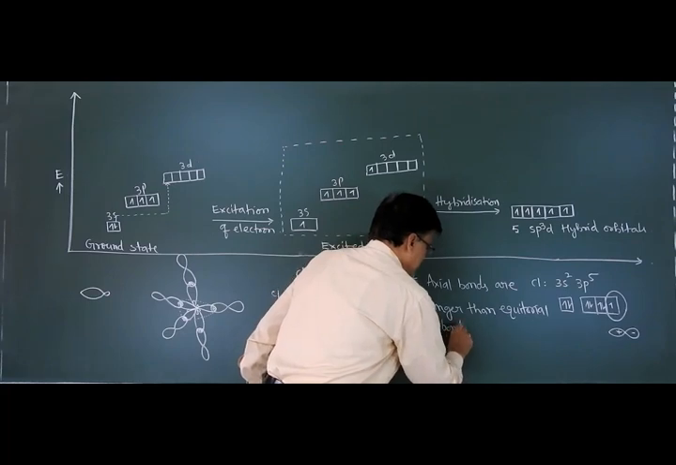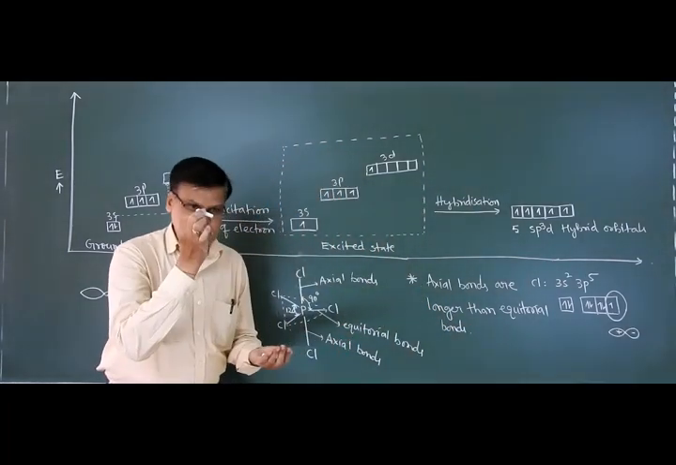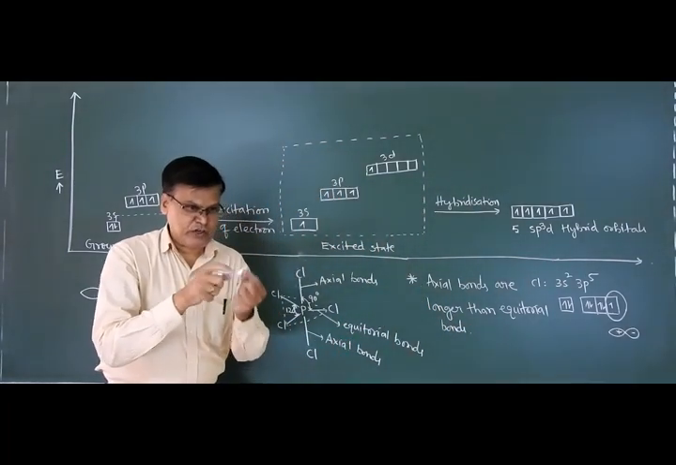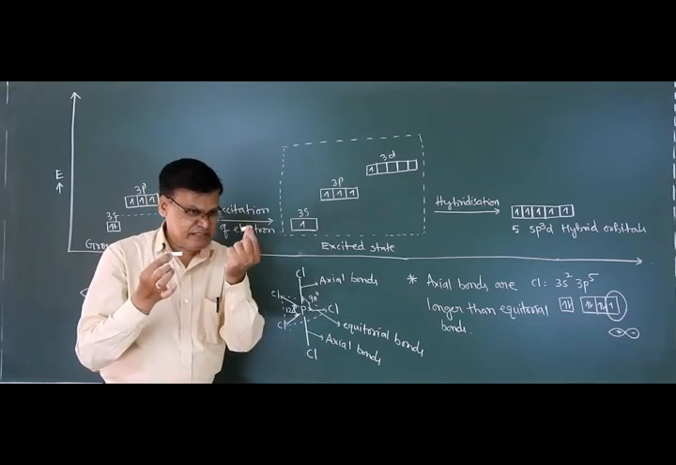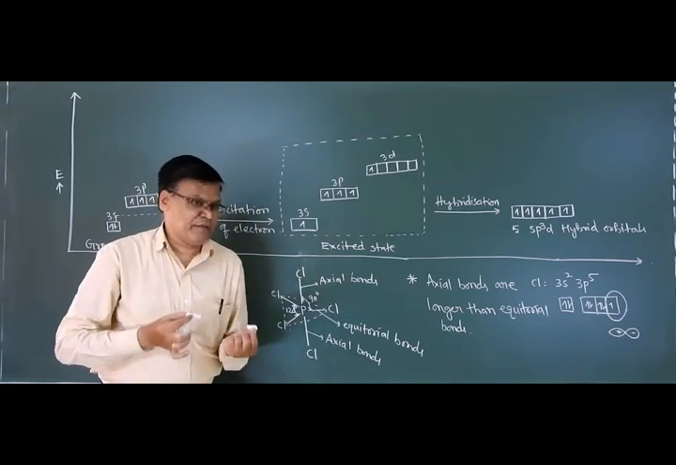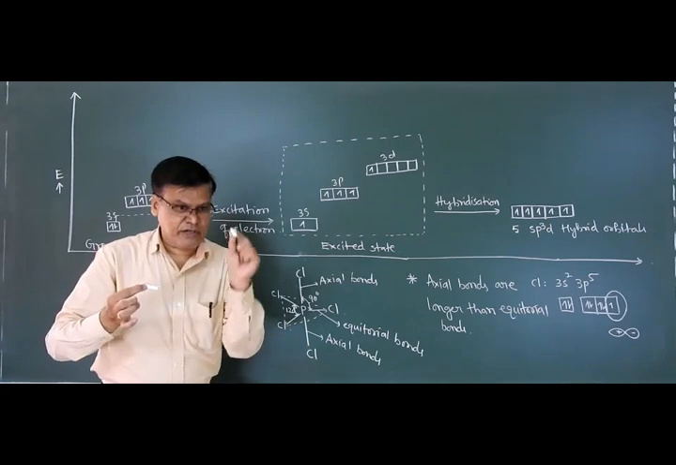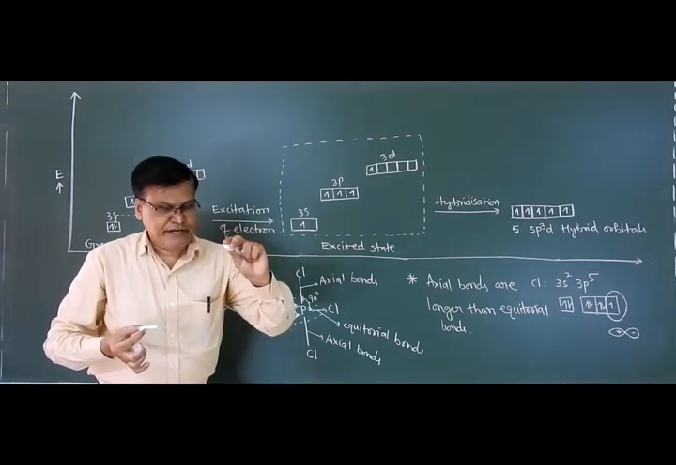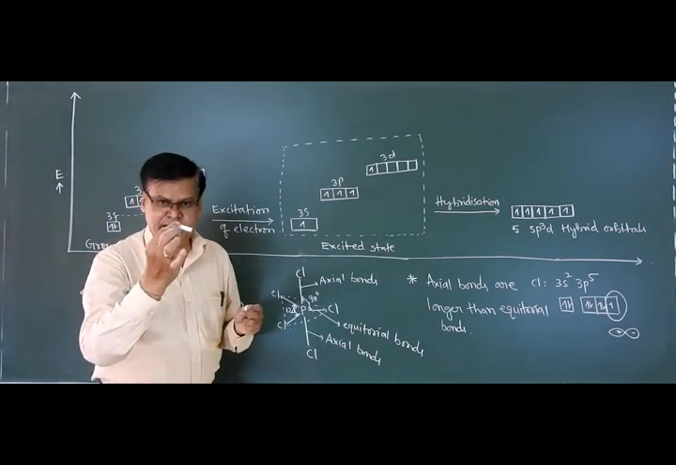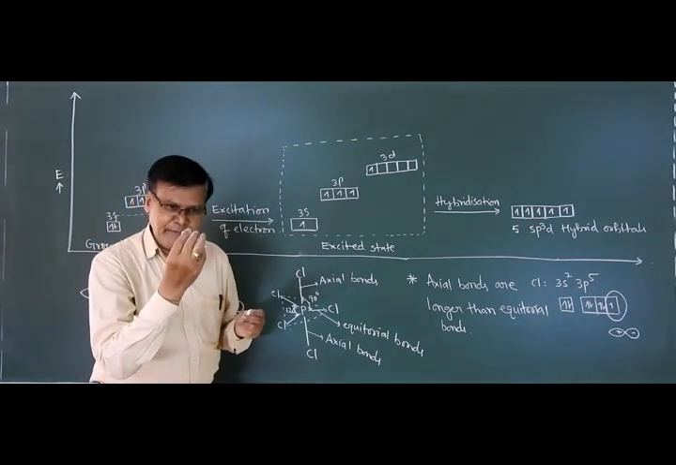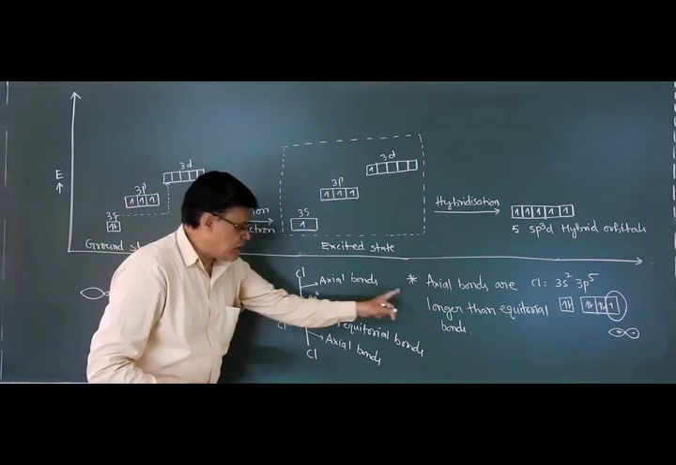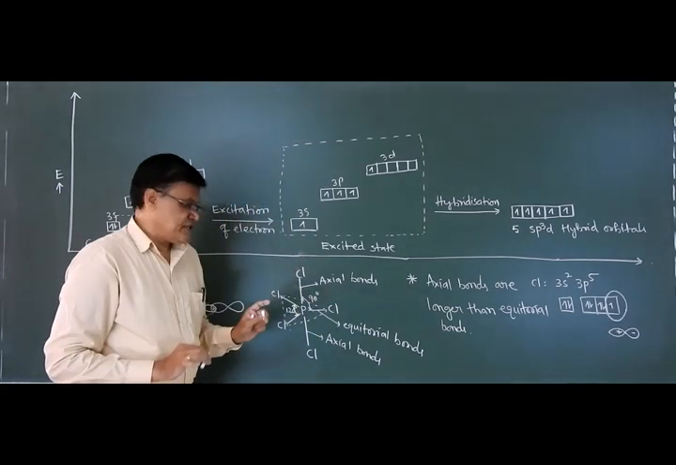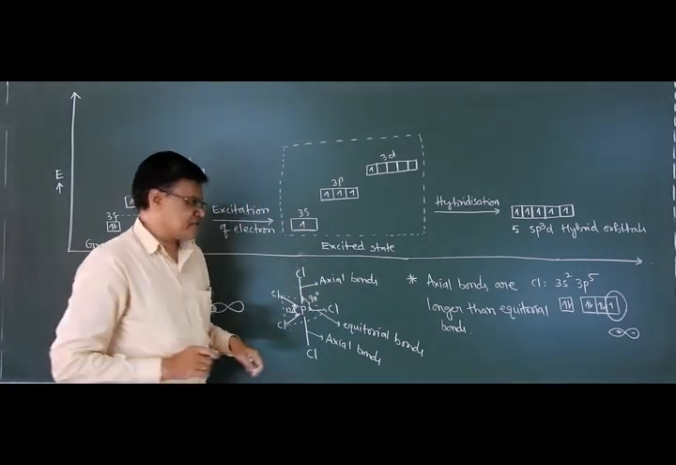Suppose this is a longer bond and this is a shorter bond. Which is a stronger bond? The shorter bond is a stronger bond. I cannot break it into two pieces very easily. But a bigger, longer piece I can break into two pieces very easily. Longer bonds are weaker bonds. Shorter bonds are stronger bonds.